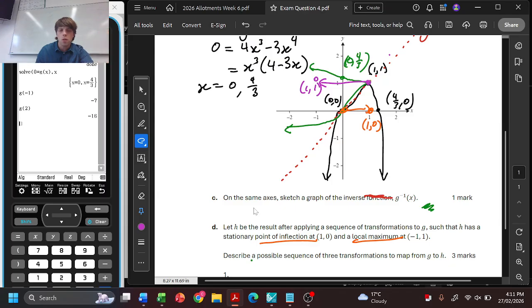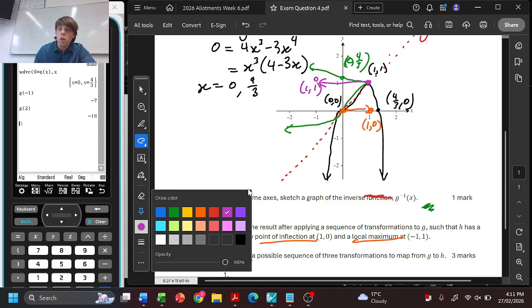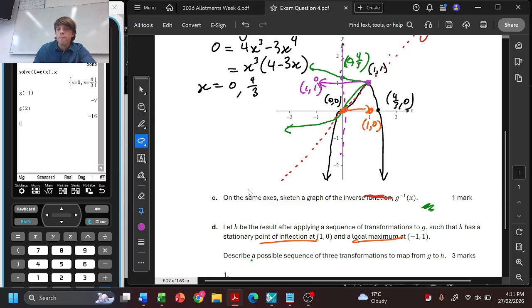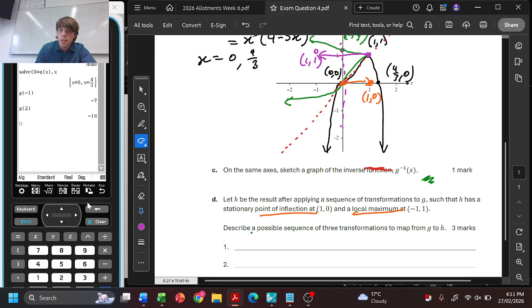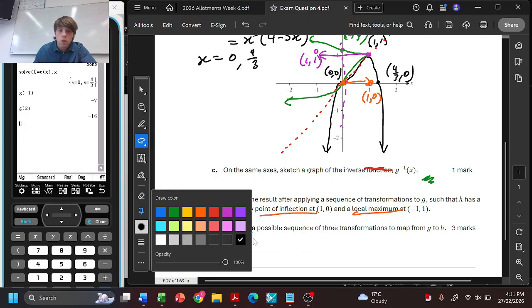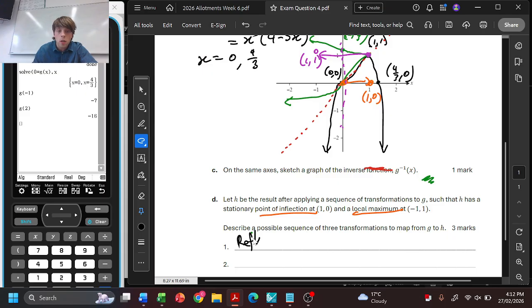So first up, I think reflections make the most sense to think about here. We may notice off the bat that the maximum was on the right-hand side of the stationary point of inflection, but we want it to be on the left-hand side of the stationary point of inflection. So that is actually some kind of reflection, right? We are reflecting this curve so that the stationary point and the local maximum are now on opposite sides of each other. How are we reflecting it? Well, we're reflecting it along this vertical line x equals 0. So in other words, we need to start with a reflection in the y-axis.